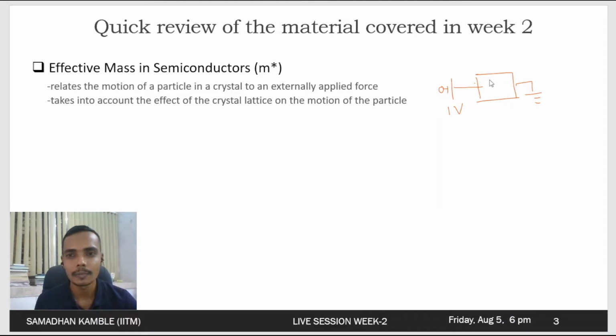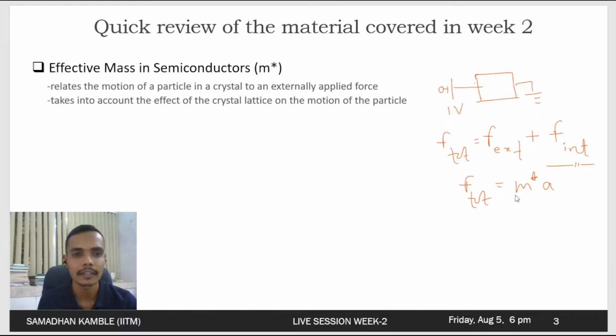The charge carriers inside this crystal feel two kinds of forces. The F total is the force due to the applied external potential, that is F external, as well as an internal force due to the presence of the lattice inside the crystal. This internal force is quite complex, so we cannot model it easily. So we introduce the concept of effective mass, in which the total force is given by m star times the acceleration, where m star essentially captures the presence of the internal lattice structure and the force experienced by the particle while moving through this crystal.